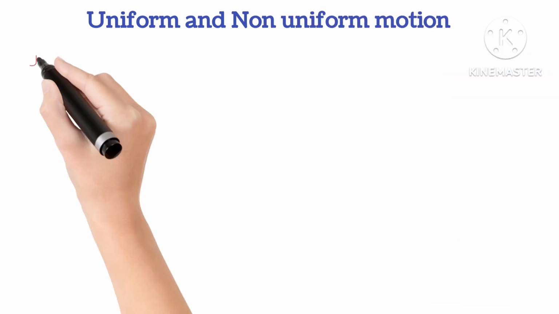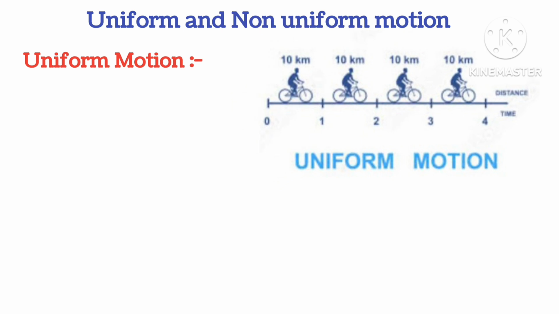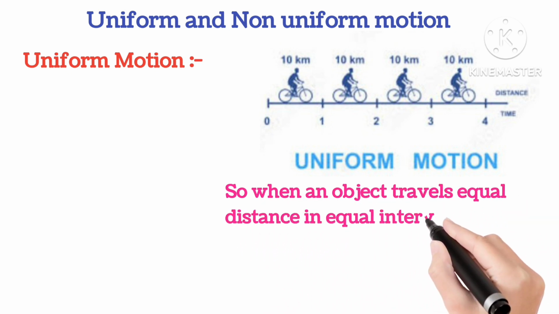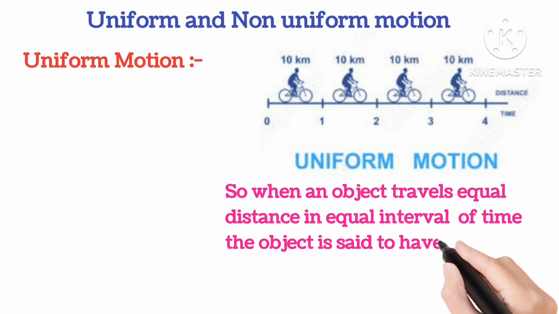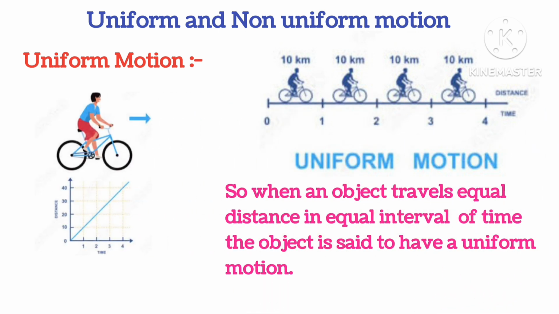Uniform and non-uniform motion. Uniform motion. As you can see here, the cyclist travels 10 km in the first hour, then again 10 km in the second hour, and so on. Thus it shows a uniform motion. So when an object travels equal distance in equal intervals of time, the object is said to have a uniform motion. The graph formed between distance and time in uniform motion is a straight line graph.